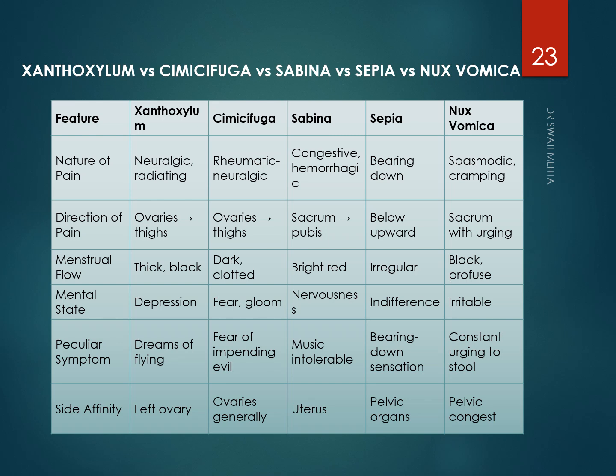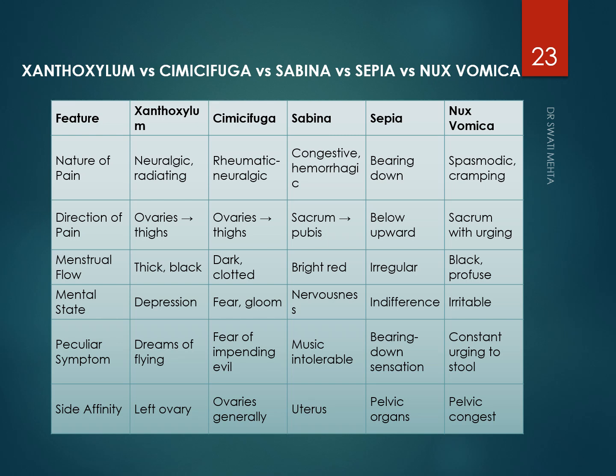So Xanthoxylum, Cimicifuga, Sabina, Sepia, and Nux vomica we are going to differentiate. The nature of pain in Xanthoxylum is neuralgic, in Cimicifuga rheumatic, Sabina congestive, Sepia bearing down, and Nux vomica spasmodic. The direction of pain in Xanthoxylum is ovaries to thighs, Cimicifuga also ovaries to thighs, in Sabina sacrum to pubis, in Sepia below upwards, and in Nux vomica sacrum with urging.